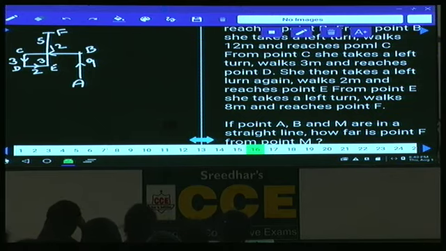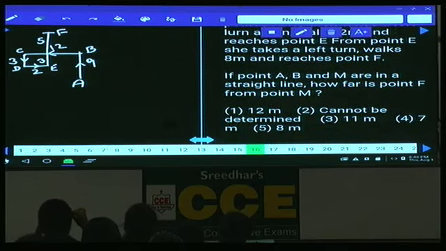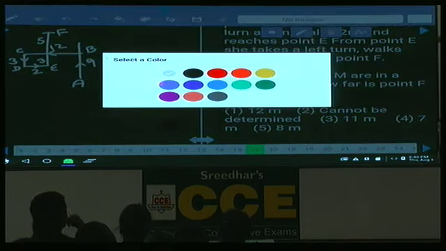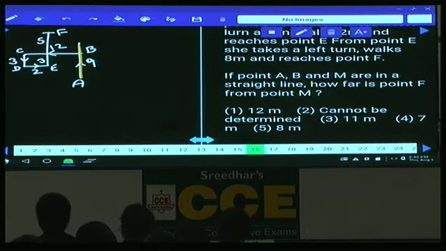A, B, M are in a straight line, then how far is F from point M? Cannot be determined. Why can this not be determined? A, B and M, they are in a line. M can be here or M can be here or M can be beyond this F as well. That information is not known and the distance between B and M is not clearly known. Hence cannot be determined, choice 2.